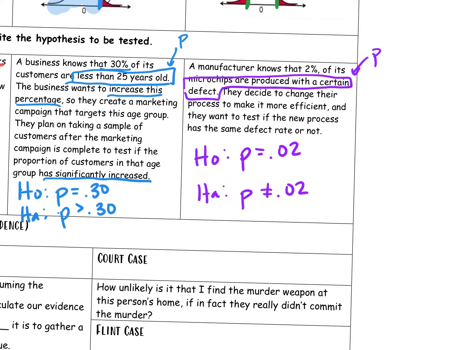And again, remember, on this particular problem, we're not changing P. The parameter is set. It's the true parameter. It's always equal in H0. The initial claim is always equal to something. HA is not equal to something. Right? So the first part of any hypothesis test is generating your hypothesis.